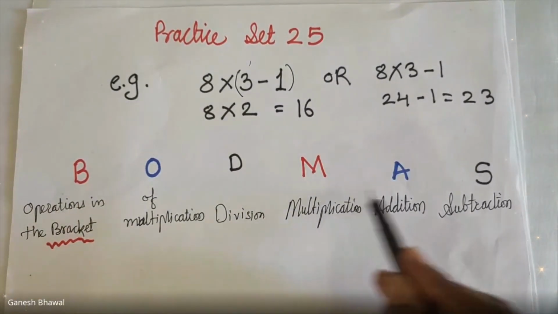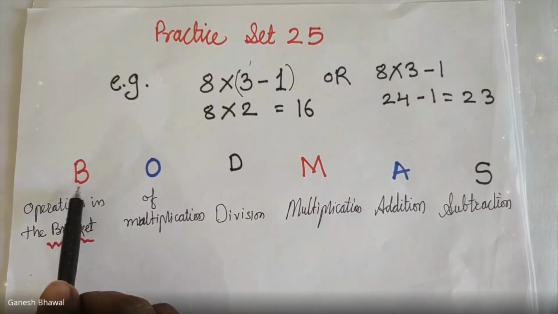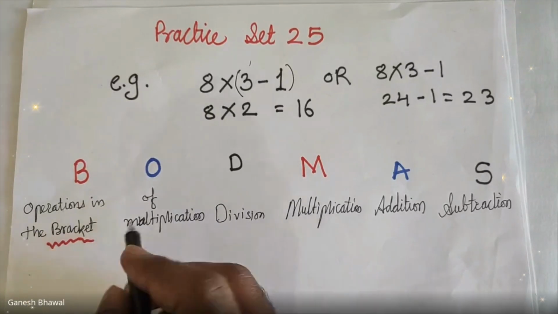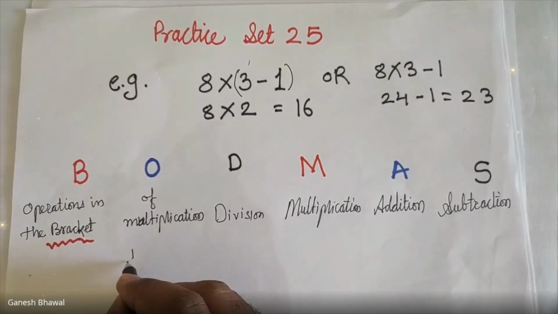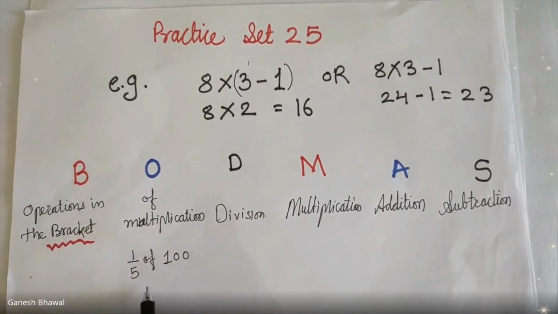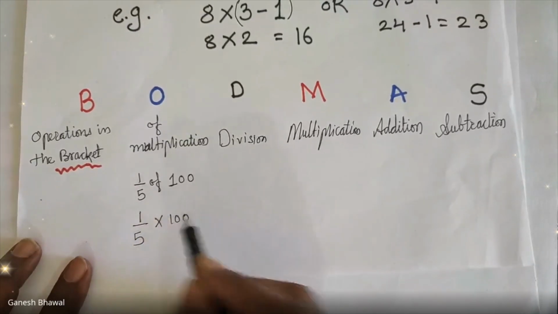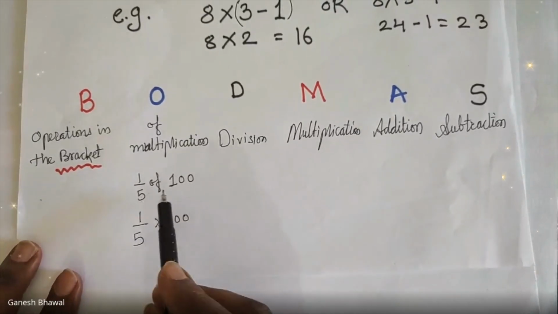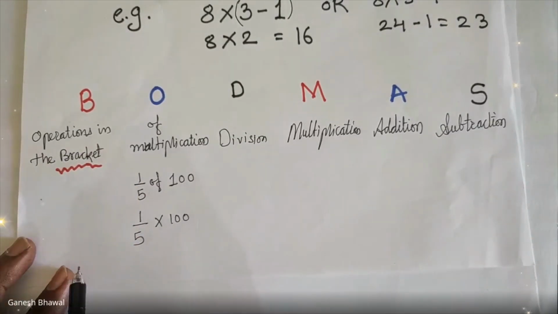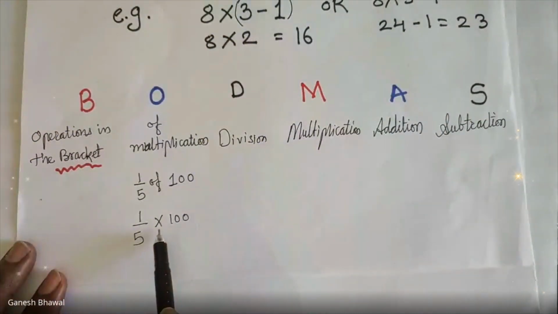We have to follow the sequence. We have to follow the bracket first. Whatever things are there in the bracket, that operation we have to do. Then of multiplication, it means one fraction is there, 1 upon 5 of 100. So how do we solve this? We write 1 upon 5 multiplied by 100. If sums like this come in the bracket, then after the bracket we have to solve this type of operation, that is of multiplication. Understand now what of multiplication is.